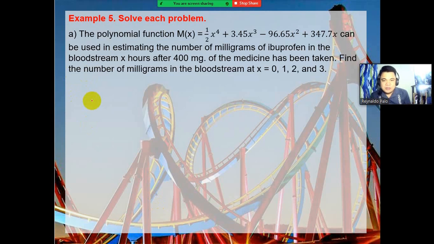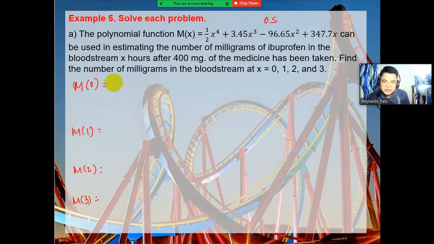Now we will be solving how many milligrams there are in your bloodstream after 0 hours, after 1 hour, after 2 hours, and after 3 hours. So let's start first with f of 0. The best method that I can suggest here is direct substitution, since we are dealing with decimals. And you can just simply use your calculators.